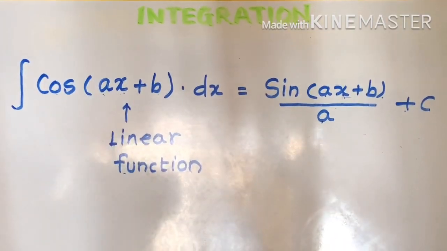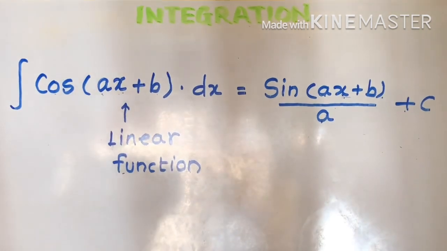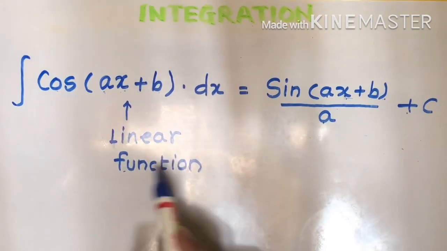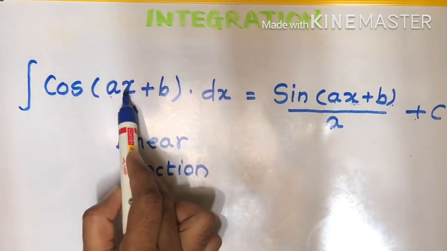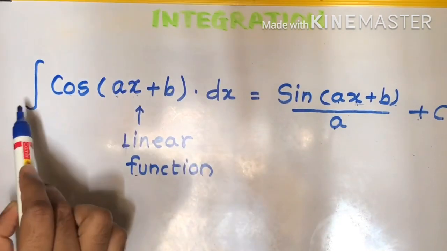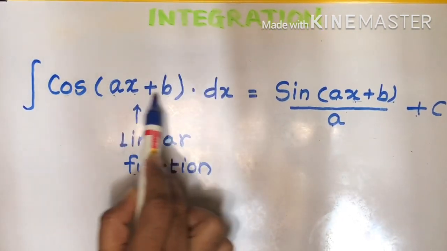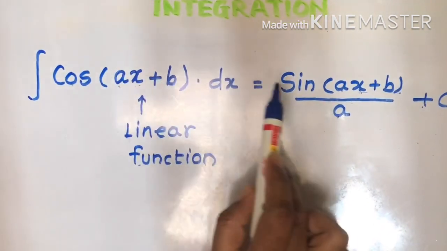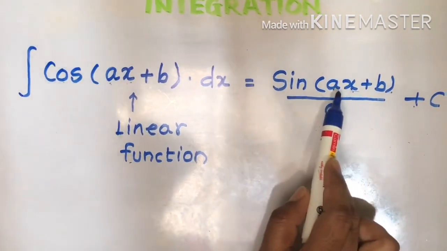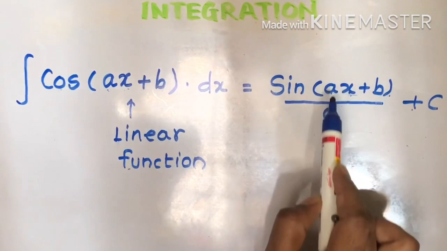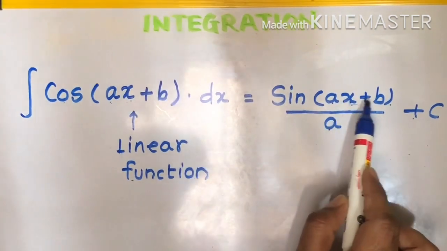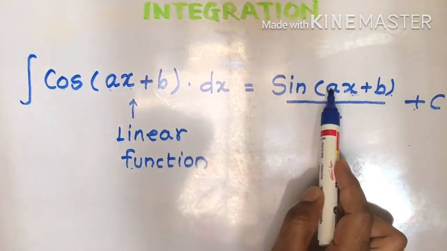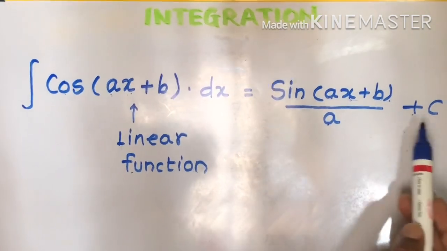Now we are taking some more formulae in integration, in which in place of x we have a linear function. Linear function means it is in the form of ax plus b. So if I am taking cos x, replace x by a linear function ax plus b, then its integration will be same as your cos x, that is sine of x. So this x we have replaced by linear function, that is ax plus b, but divide it by the coefficient of x, which is a, plus c.